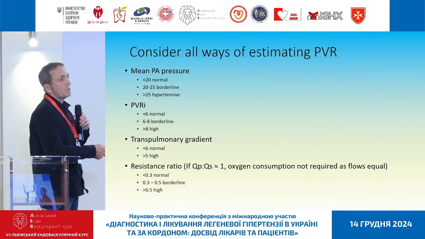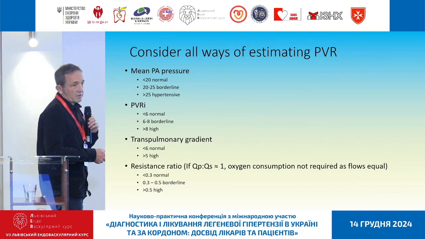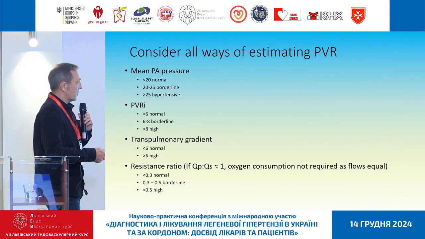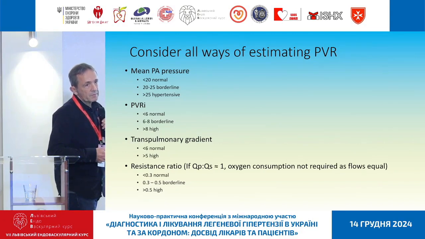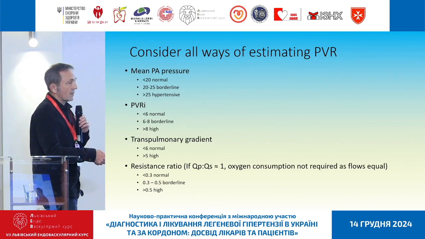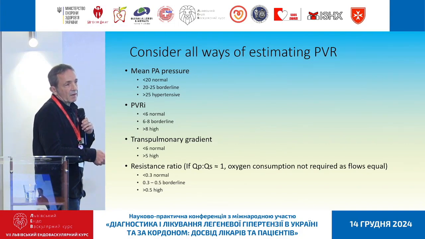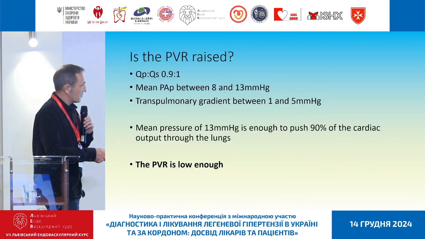So when you're assessing pulmonary hypertension, pulmonary vascular resistance isn't the only thing you should measure. You also measure pulmonary artery pressure, transpulmonary gradient. And one thing that is useful in patients with primary pulmonary hypertension or patients with septated circulations is the resistance ratio. And that's because you then don't need to worry about cardiac output because it's the same for both sides. And so that's another useful way of measuring.